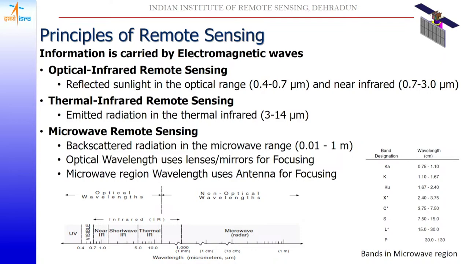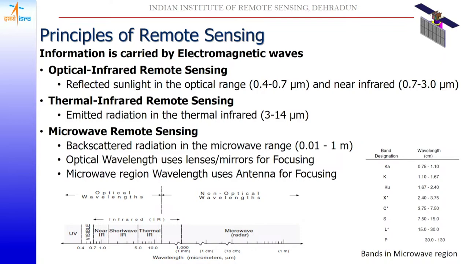Next is the microwave remote sensing, in which we learn about the backscatter radiation in the microwave region, which has a larger wavelength of 0.01 to 1 meter. Normally in the optical wavelength we use lenses and mirrors for focusing, but in the microwave region we use an antenna for focusing.